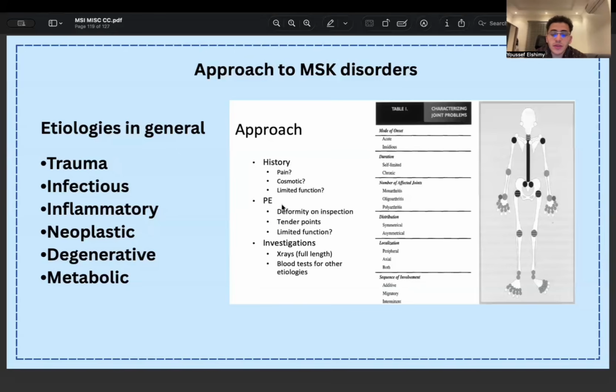So, also in physical examination, you check the deformity itself, and if you are suspecting a deformity, during the investigations, we have to order a full length X-ray because you cannot assess the deformity by just looking at the picture from a small point of view. You have to zoom out and look and compare also both sides of the body. Then we can order also blood tests or other investigations in order to rule out or rule in etiologies.